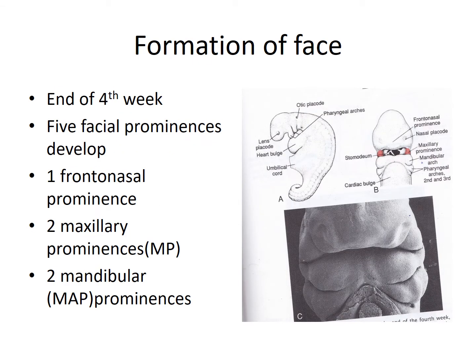So moving ahead, here you can see both the views. That is the side view of a developing embryo and the ventral aspect of the developing embryo, where you can find frontonasal prominence. Then going caudally, you will find maxillary prominences on either side of the developing stomodium and the mandibular arch caudal most. So this is at the end of 4th week, where you can find 5 facial prominences. That is 1 frontonasal, that is unpaired, 2 maxillary prominences and 2 mandibular prominences.